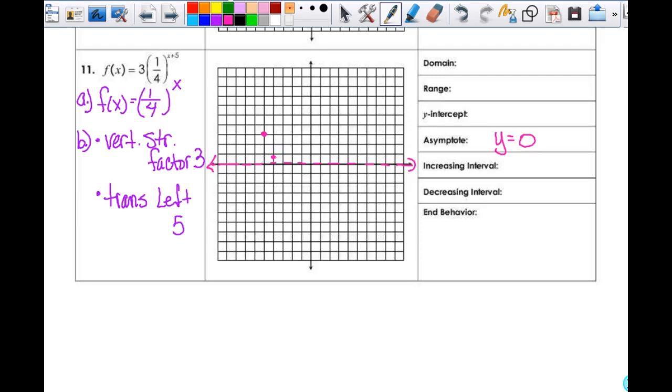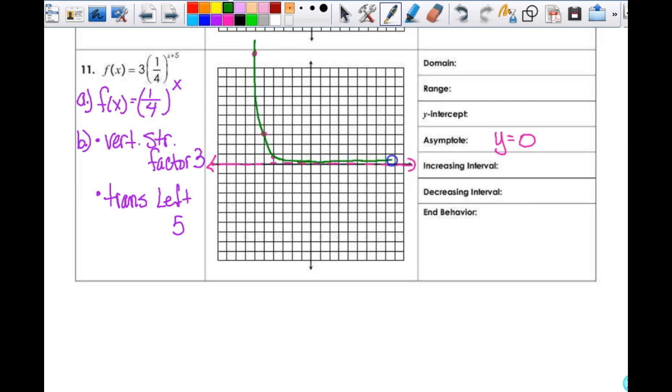Then I have my third anchor point. When x is -1 for my parent function, my y value would be what? 4. So 1, 2, 3, 4. So then I have a vertical stretch by a factor of 3. So my new y value would be what? 12. The graph only goes to 10, but it's okay. We can go off by 2 and figure that out. So we're up here at 12. And then I move to the left 5, 1, 2, 3, 4, 5, and it's right about there. So this got stretched, so we kind of expected that, and it's going to look something like this.